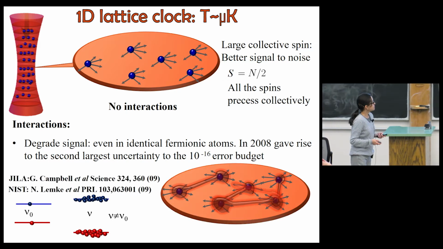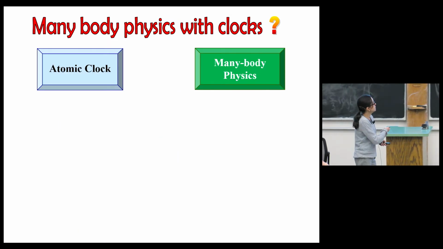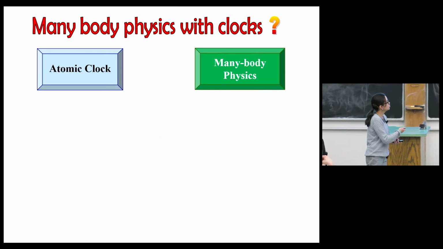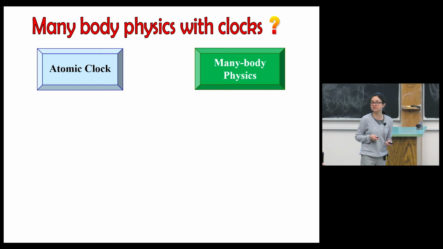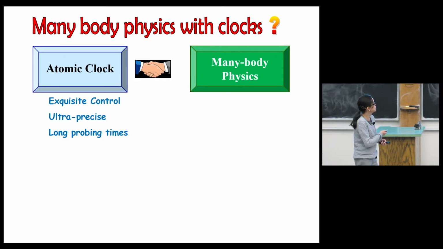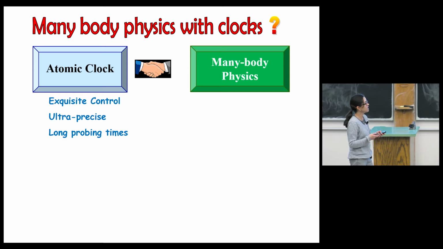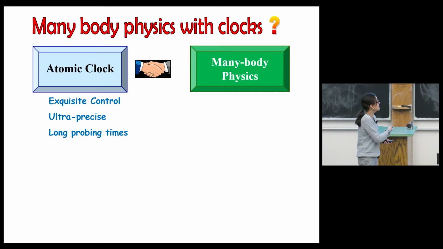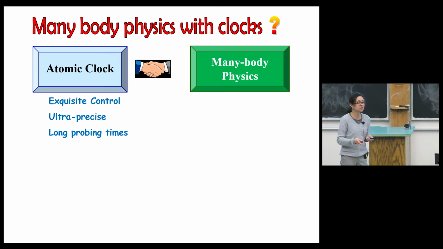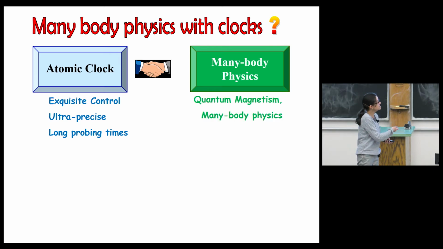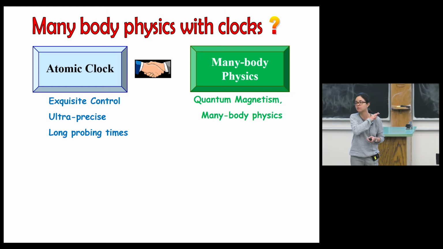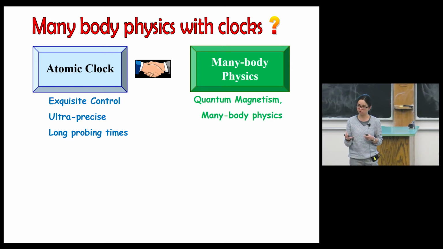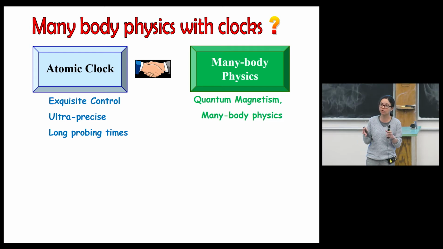So this opens a possibility to actually use atomic clocks to study many-body physics. It's the perfect synergy: something that is ultra precise and can probe very, very tiny energies and long probing times can probe at the same time physics associated with many-body systems, including quantum magnetism and many other rich phenomena that I'm going to discuss. So I'm going to give you a cartoon of what we are trying to do with these very, very, very good clocks.